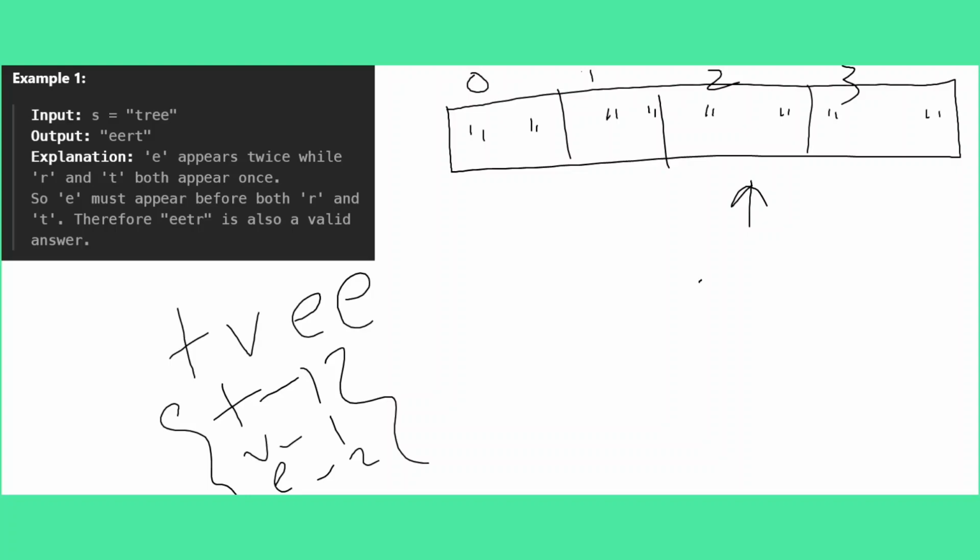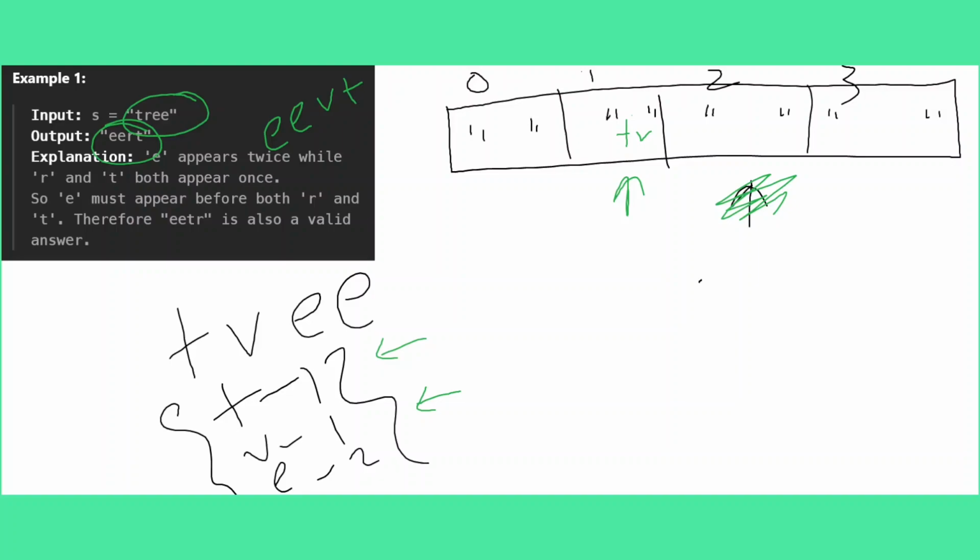Now I won't go in descending order. I will just loop through the hash map. I found T. The frequency of T is 1, so I'll go here and append T. Then the frequency of R is 1, I'll append R here. As you can see, we don't really have any kind of delimiter in the result, right? It's EERT, no delimiter in between. So we don't need to append anything else.